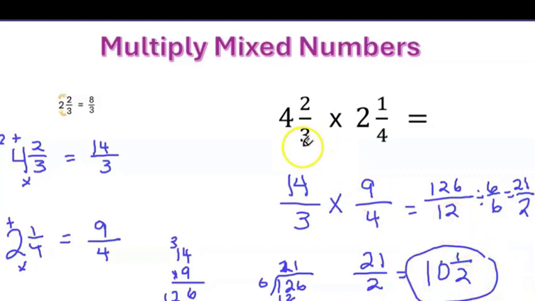Remember, I changed my mixed numbers to improper fractions, and then my answer was an improper fraction, so I reduced it before I changed it to a mixed number. You can do it either way you want. You can also convert it to a mixed number and then simplify it. But I wanted to work with smaller numbers, so I got it down to 21/2, and then I divided 2 into 21. 2 goes into 21 10 times with 1 left over, and you put that over 2, and that's my final answer.